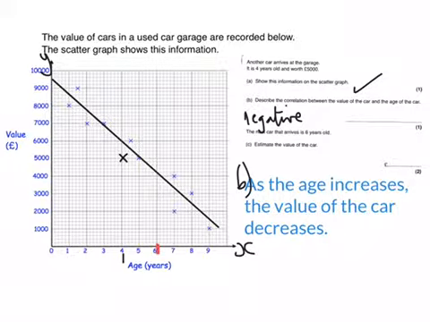I'm going to go from 6 and I'm going to go up until I hit my line, and then I will go across from my line. Okay, and if I look at my cost now over here, it is 1 blob above 4,000. Well, there's 2 blobs between 4,000 and 5,000, so each one must be worth 200, which means this is worth £4,200.